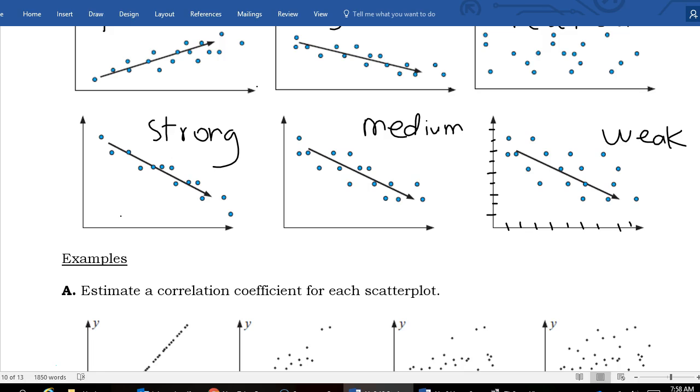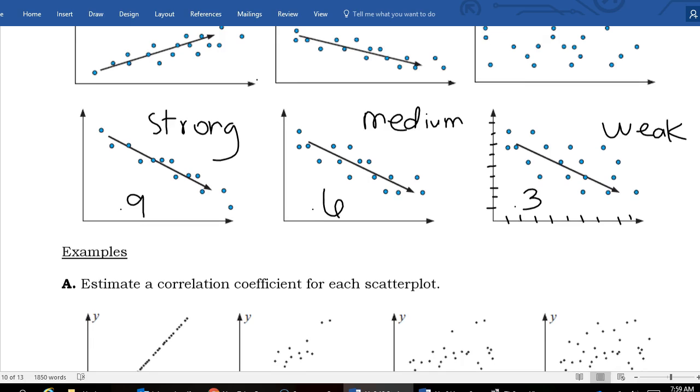So I said this is pretty strong, let's go with 0.9. I said this is pretty medium, let's go with 0.6. And this is kind of weak, let's go with 0.3. Now you could have two very strong graphs and say one's stronger than the other, so say one's a 0.9 and one's a 0.8. Or even a 0.85, or even a 0.936. It doesn't have to stop there. It just has to be between those values.